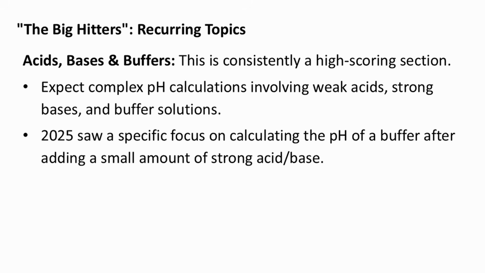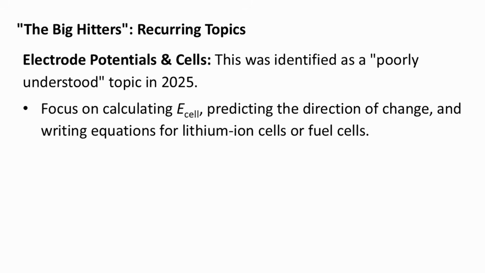acid and base. Electrode potentials and cells was identified as a poorly understood topic in 2025. Focus on calculating E cell and explaining what will happen to E cell if a change is made to a half cell. This can often be described in terms of equilibrium shifts. You should also be familiar with commercial batteries such as lithium-ion cells and fuel cells.